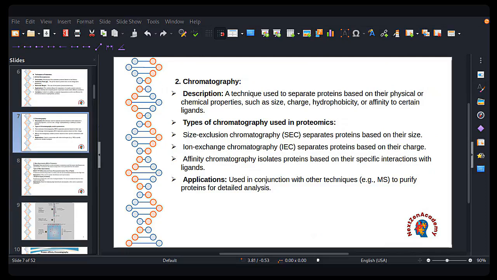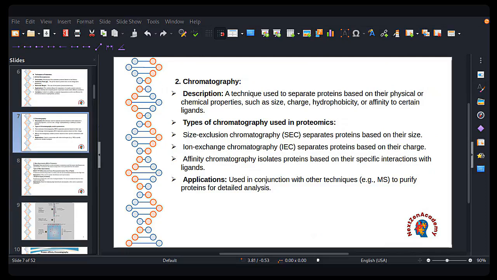So chromatography. This technique is used to separate proteins based on their physical or chemical properties, right? We use these techniques for specific protein isolation. We purify on the basis of their size. On the basis of size, which chromatography technique will be used? Size exclusion chromatography. And on the basis of ions, there are different types of chromatography, right?